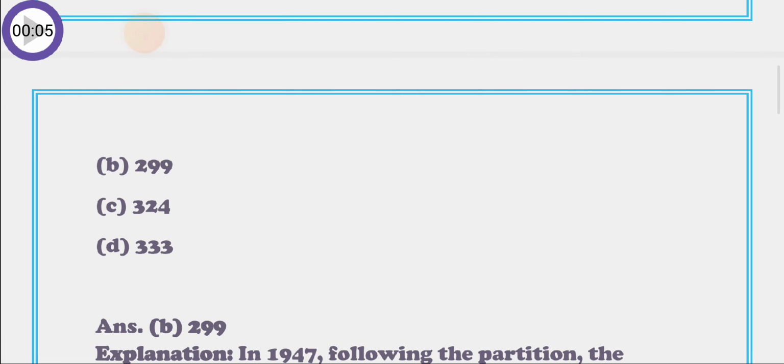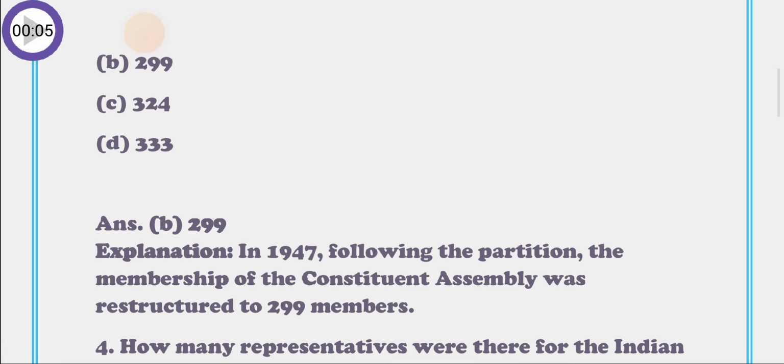So the answer is B. 299. In 1947, following the partition, the membership of the Constituent Assembly was restructured to 299 members.